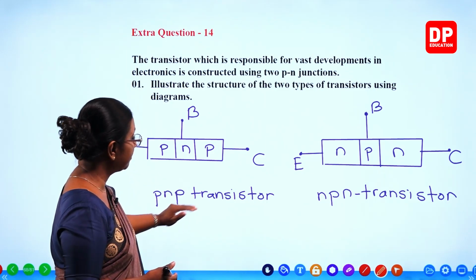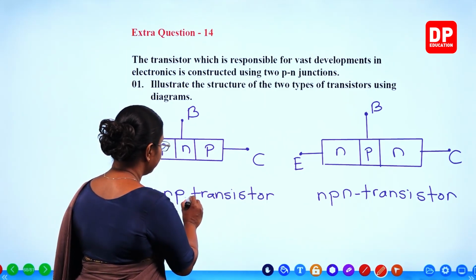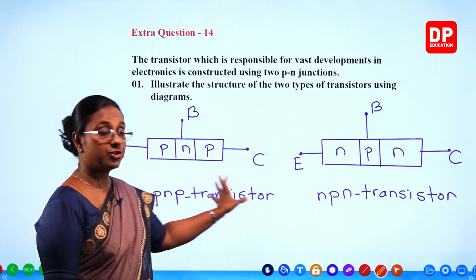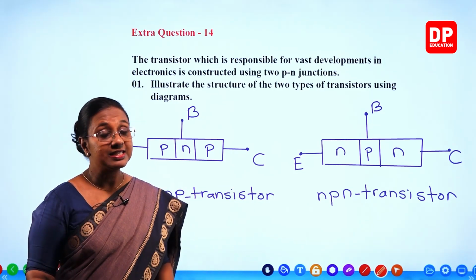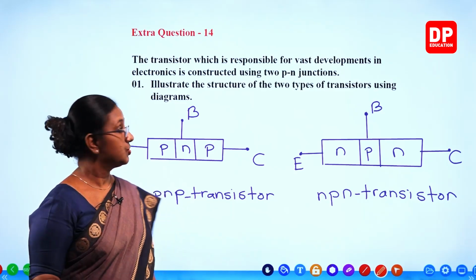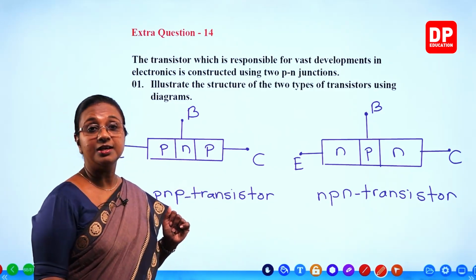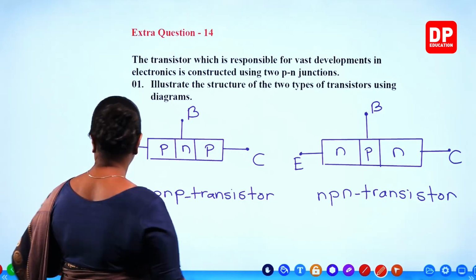We have the PNP transistor and the NPN transistor, based on how the semiconductor regions are arranged. Is that clear, students? So then we will move on to the next question.